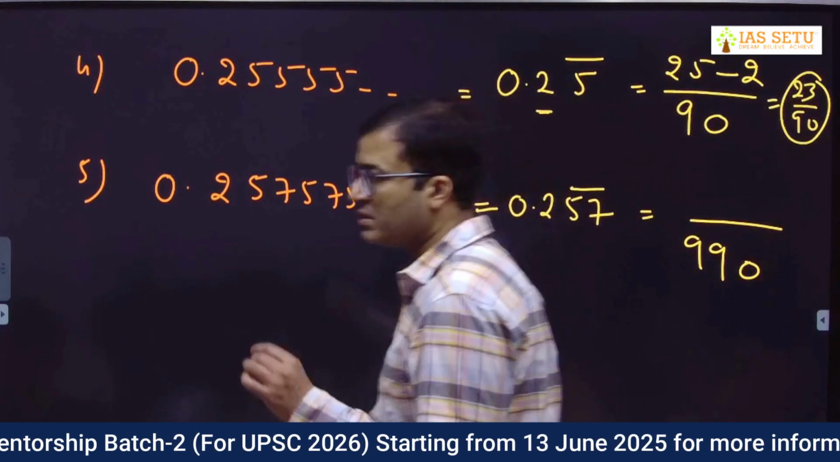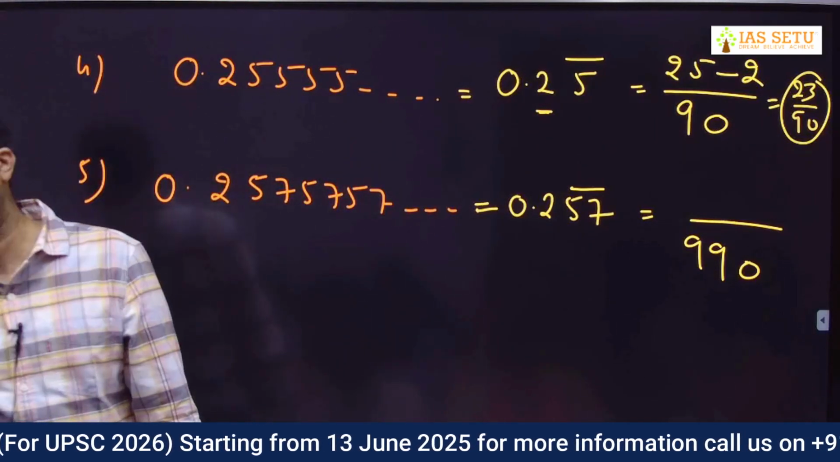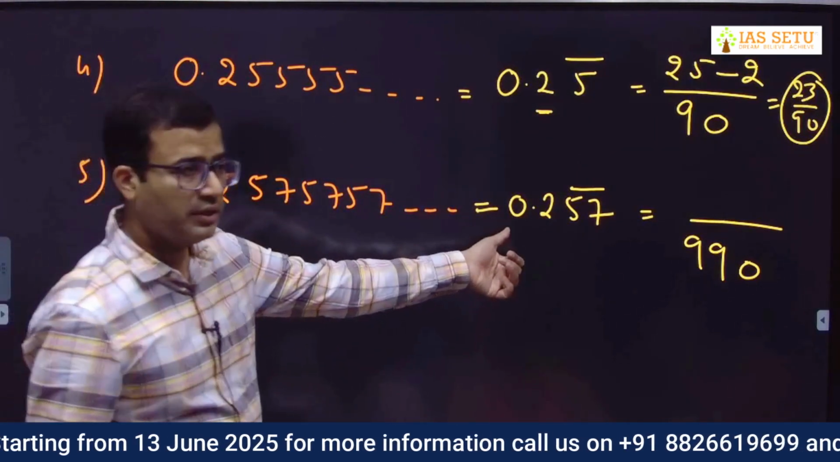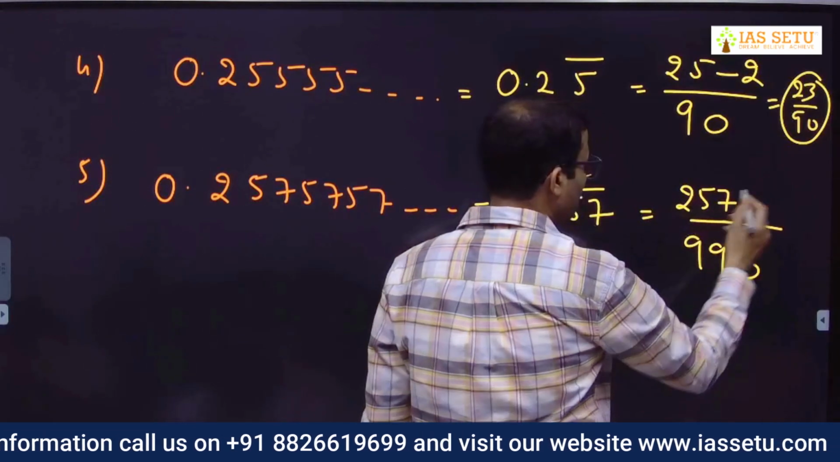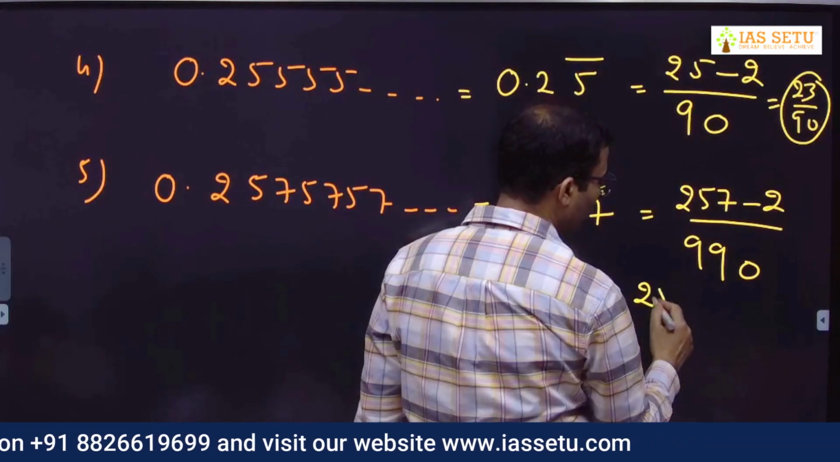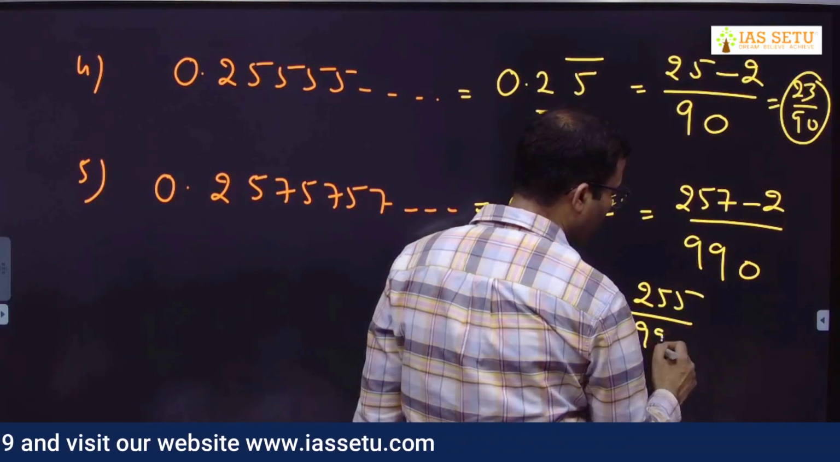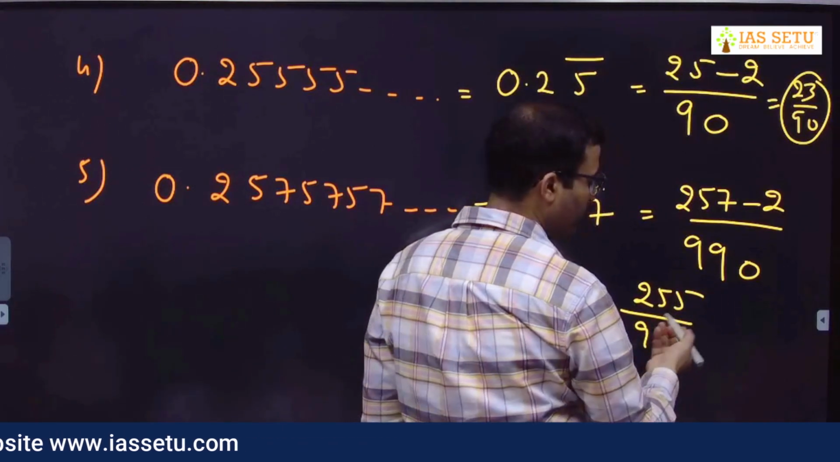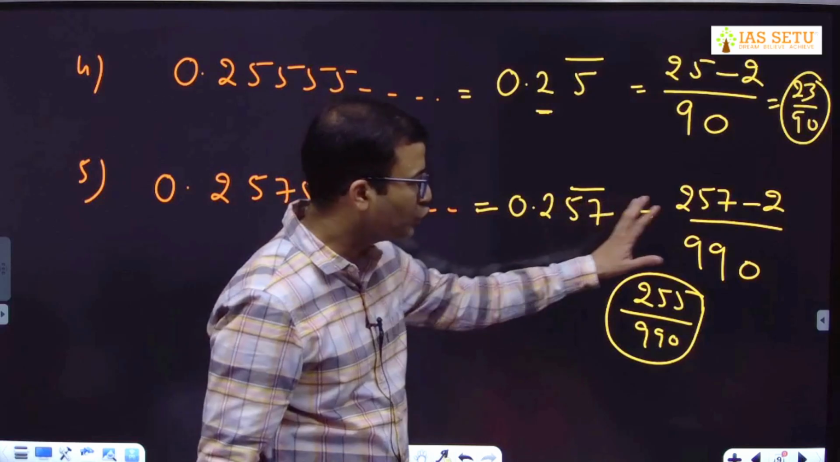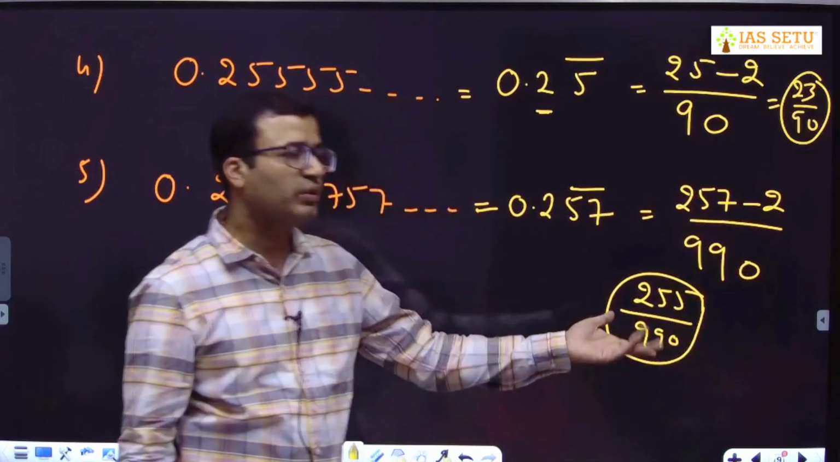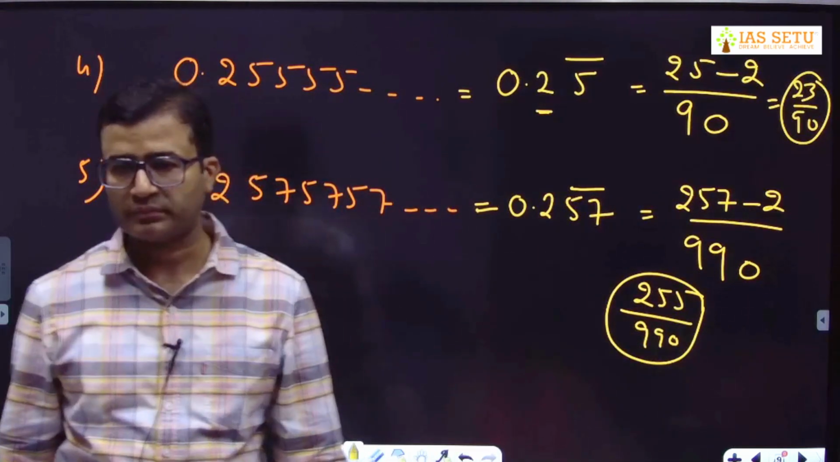Question number 4, my answer is coming 23 upon 90. Now here, in this question, your total number is 257. And what is non-recurring? 2. So it is 255 upon 990. Divide by 5, divide by 3. ये simplify कर लेना. But our main concern is to remember this process. Simplification we can do later. बाद में देखेंगे.